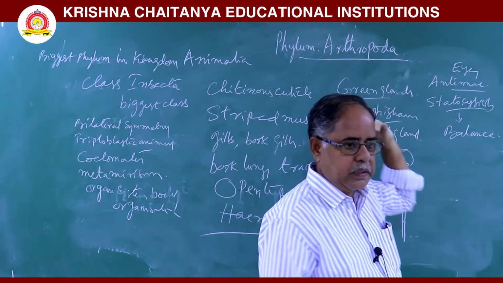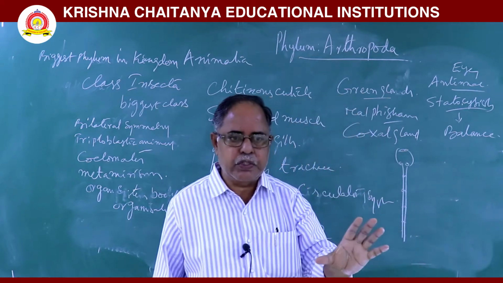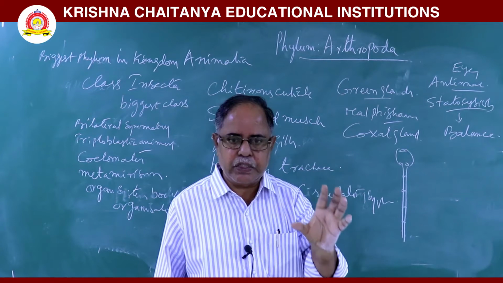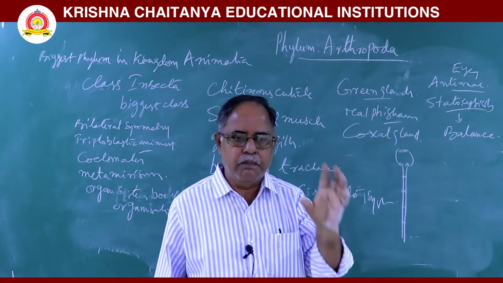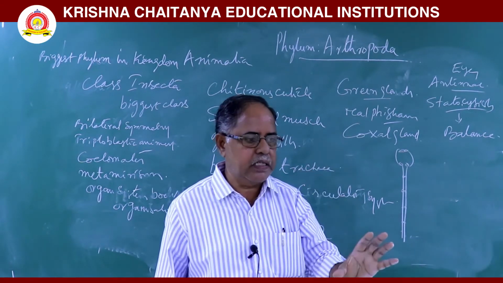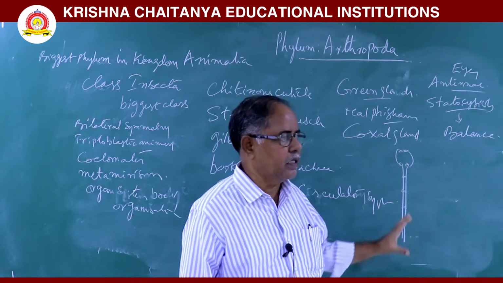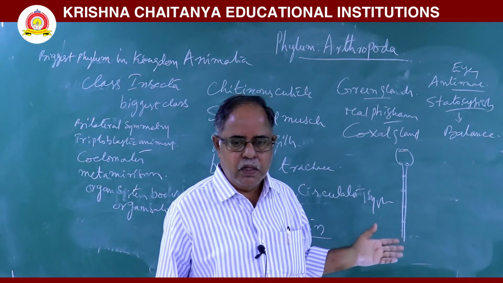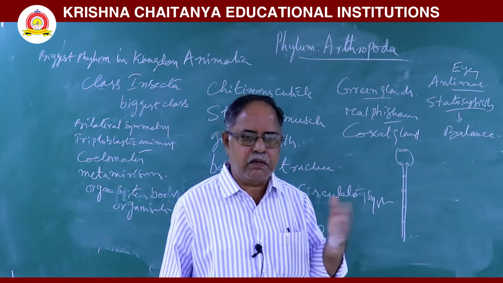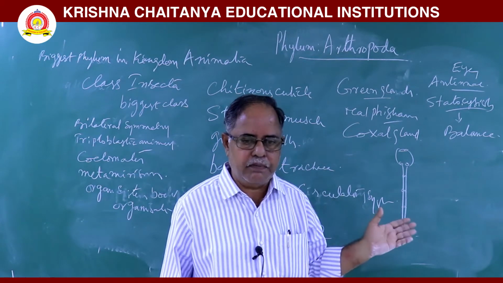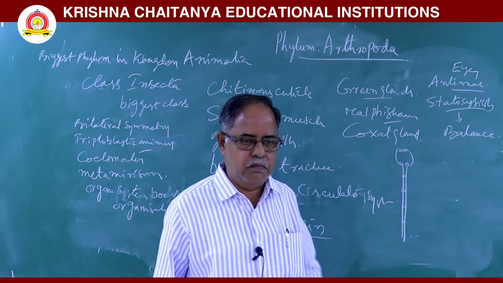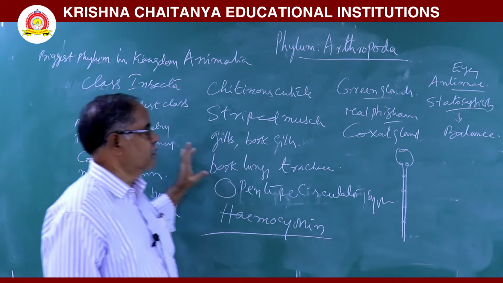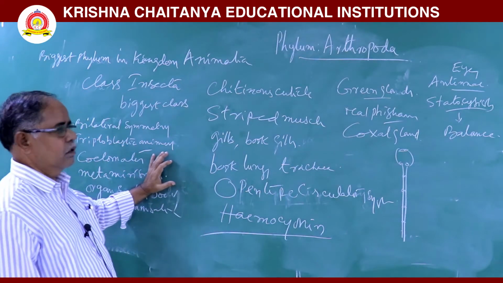So here the reproduction is sexual reproduction. They are dioecious, that means unisexual animals, male and females are separate. Internal fertilization occurs. Next, during developmental stages, a number of larval stages are seen. These larval stages undergo metamorphosis and the adult is formed. These are some general characters of phylum Arthropoda.